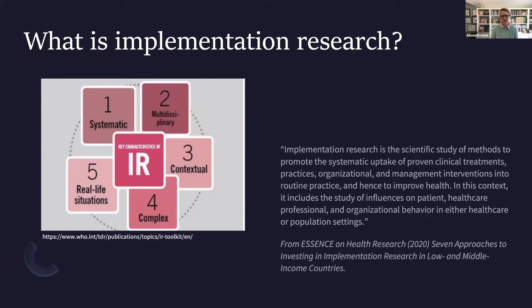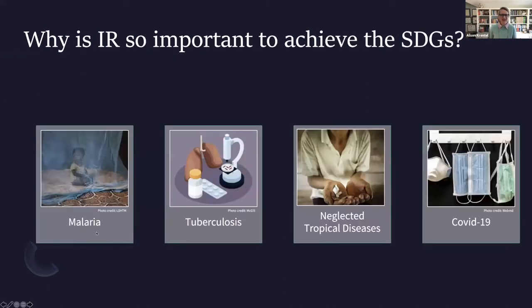In IR, there's a lot that you can't control because real life is not as neat as we'd like it to be sometimes. So why is IR so important to achieve the SDGs? Well, I've put here four infectious and communicable diseases or disease groups that continue to cause a significant burden of disease in the world today. And for each of them, we do have efficacious tools to prevent or treat these conditions.